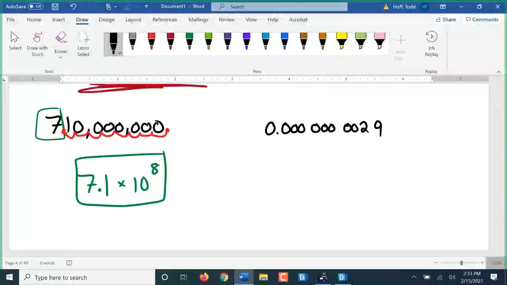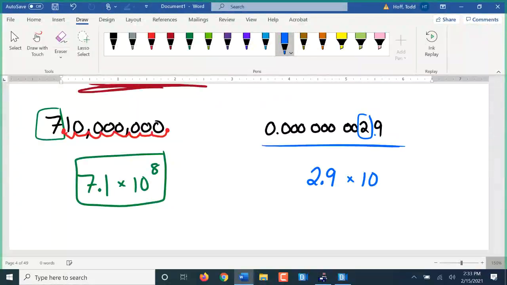So we have 0.000000029. Once again, we find the first non-zero digit. That's going to be the 2. So we're going to put the decimal point after that. 2.9. Now to figure out our power of 10, we have to figure out where the decimal moved. Now first, this is a small number. It's less than 1, so that means our power of 10 is going to be negative. Decimal point started here. It had to move 1, 2, 3, 4, 5, 6, 7, 8, 9 places to get there. That's 2.9 times 10 to the negative 9.